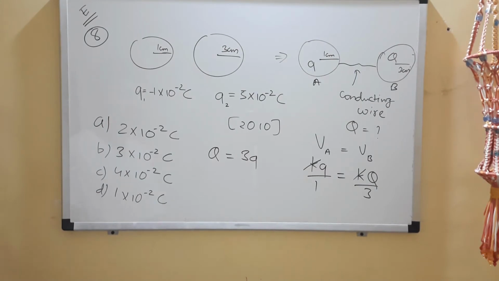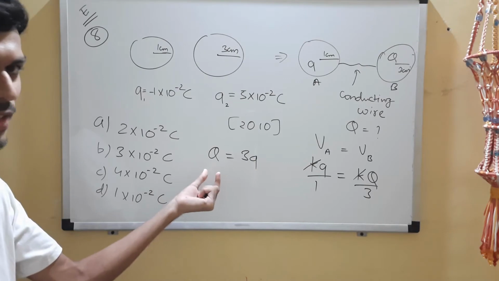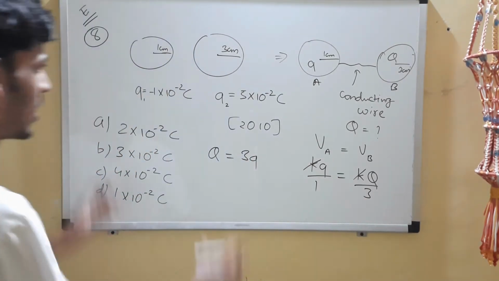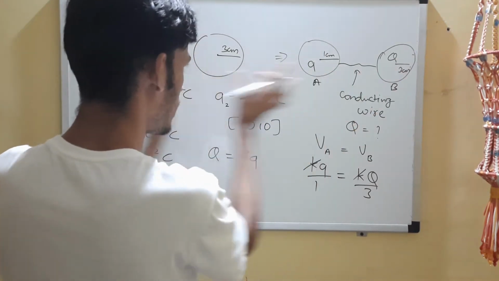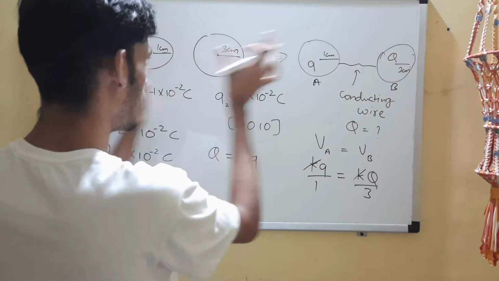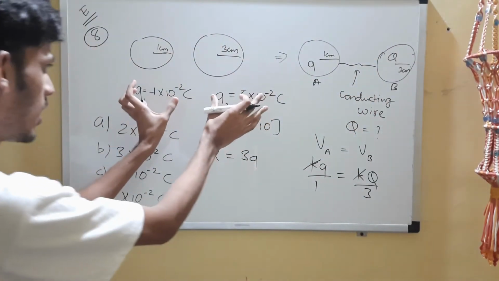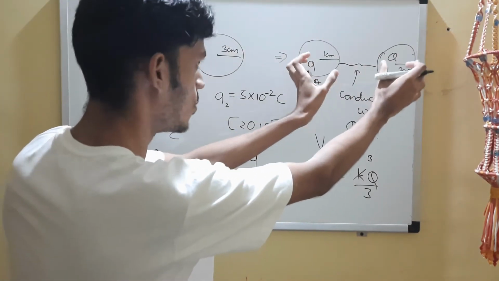Now how will you find this small q? You have to just express the small q in terms of this. Again we are going to use conservation of charge. Charge cannot be created or destroyed in this journey, right? From here to here, no charge is created, no charge is destroyed. So the sum of these two initial charges should be equal to the sum of these two charges, right?